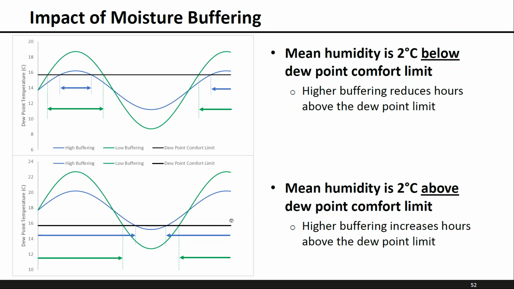So I think it really depends on how you define the comfort metric, and I think there's a lot needed there to really understand better. But I certainly think it has the potential. Introducing materials that can buffer humidity certainly has the potential to help with high humidity problems.